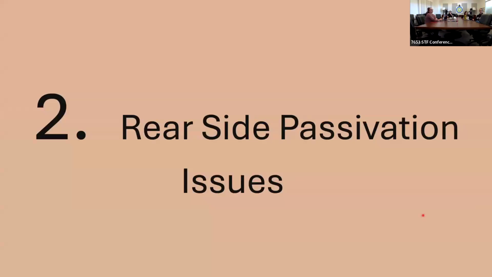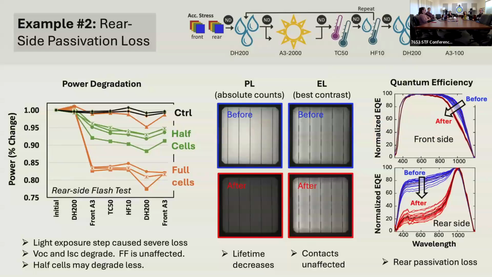So, all right, the next example we'll go over is rear side surface passivation issues. So again, we're doing exactly the same stress sequence, but we see different degradation modes happen just depending on what's wrong with the sample set. So that's an interesting feature of the sequential stress testing, that you don't have to know ahead of time really what you're targeting. It just depends on what's wrong with the samples.